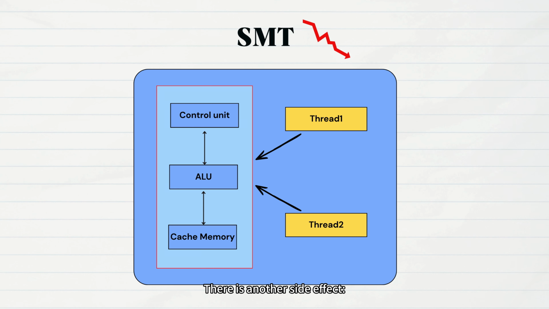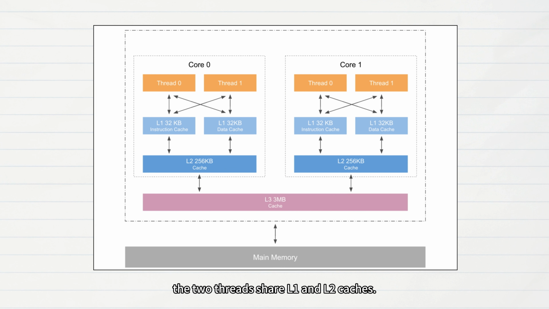There is another side effect. The two threads share L1 and L2 caches. One thread may evict data just stored by the other thread, causing lower cache hit rates and actually hurting performance. That's why some professional gamers manually turn off hyper-threading in the BIOS, specifically for running games.